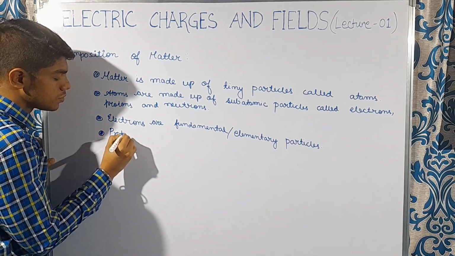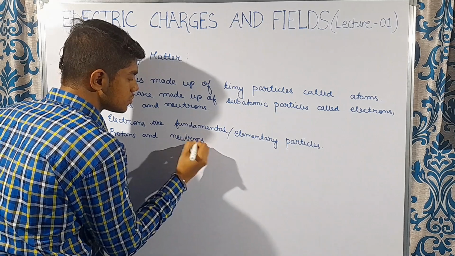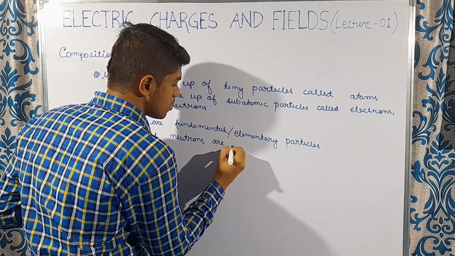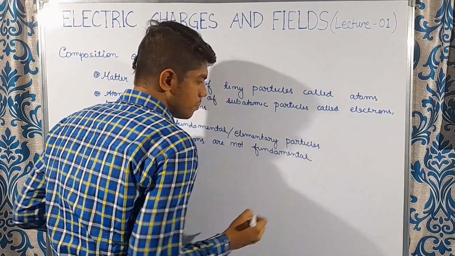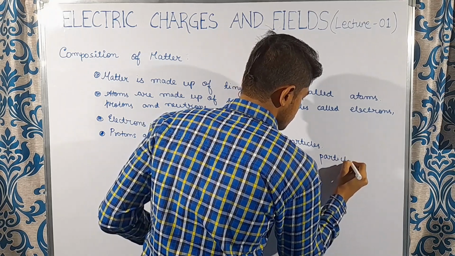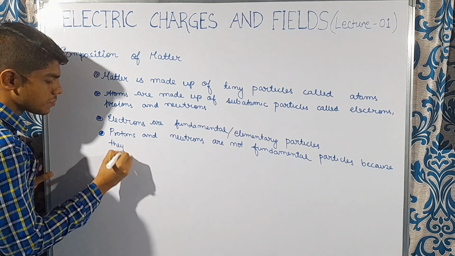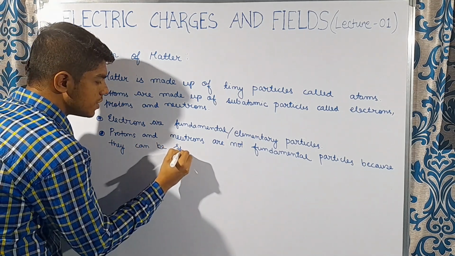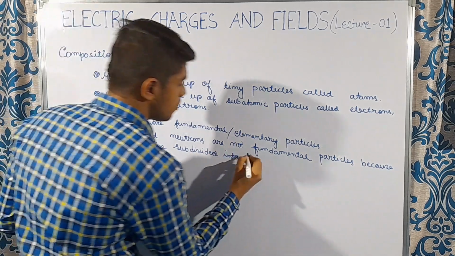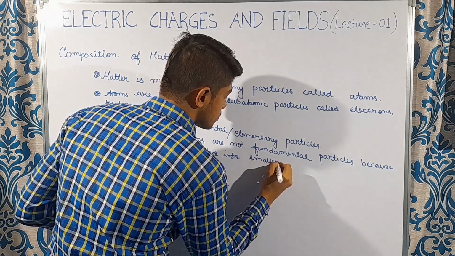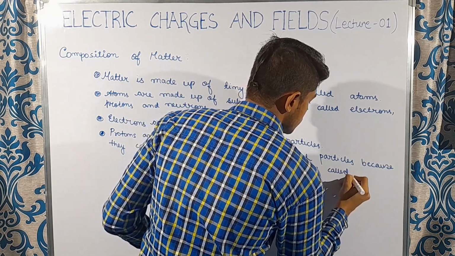So, protons and neutrons are not fundamental particles because they can be subdivided into smaller particles called quarks.